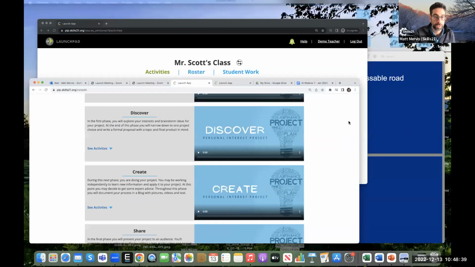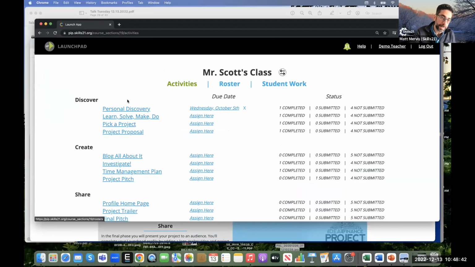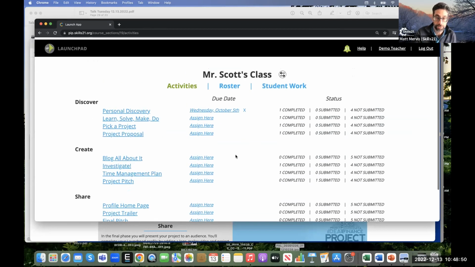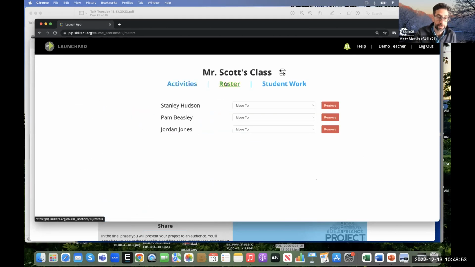And then real quickly on the teacher side, there's just a quick dashboard for teachers to do a few different things. When they first log in, they're able to see all the activities, and they can assign due dates to them if they choose to. They can see their roster. In this case, it's 3 people in the office. That's the dream roster on the Skills 21 team.